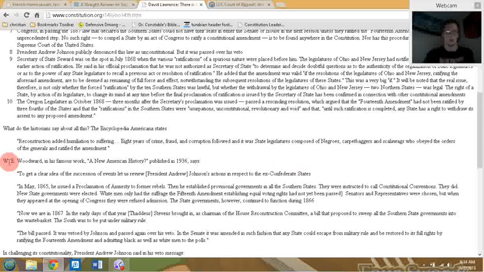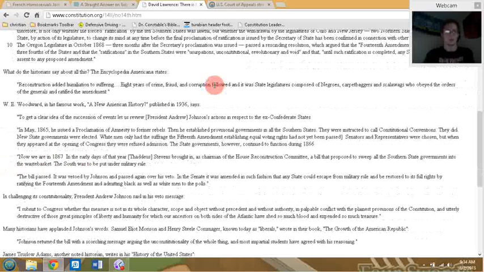W.E. Woodward, in his famous work A New American History, published in 1936, says, to get a clear idea of the succession of events, let us review President Andrew Johnson's actions in respect to the ex-Confederate states. 1865, he issued a proclamation of amnesty to former rebels. Then he established provisional government in all the southern states. They were instructed to call constitutional conventions. They did.